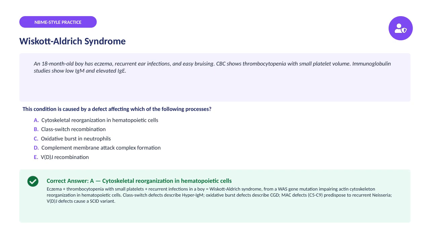This is different from other immunodeficiencies, such as hyper-IgM syndrome, where the problem lies in antibody class switching, or chronic granulomatous disease, which involves defective oxidative burst in neutrophils. Defects in the complement membrane attack complex predispose to infections with Neisseria, and abnormalities in VDJ recombination lead to severe combined immunodeficiency, but neither matches this clinical picture as well as Wiskott-Aldrich syndrome.